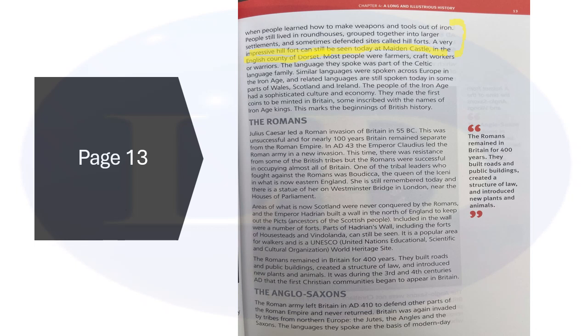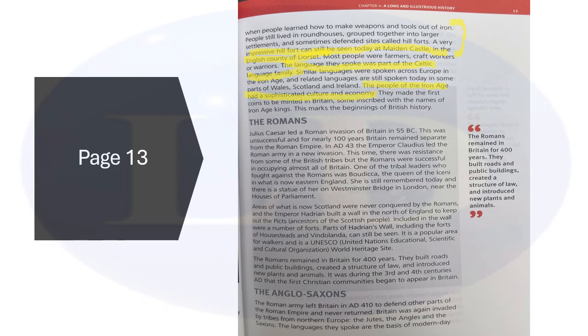Most people were farmers, craft workers, or warriors. Okay, the language they spoke was part of the Celtic language family. So this could be another question: which language did the people of Iron Age speak? That is Celtic language. If you are asked the question, where is Maiden Castle, then obviously you will say the English county of Dorset, or in Dorset.